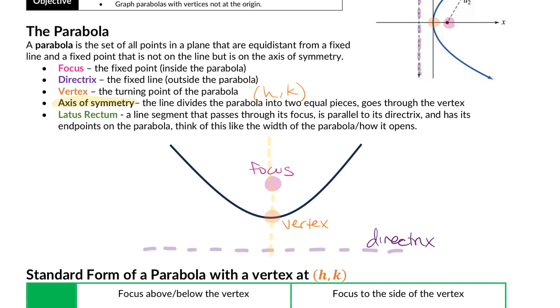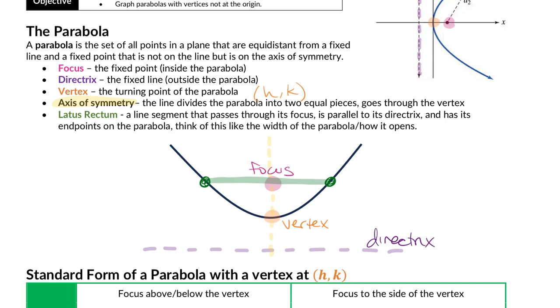But when we talk about this in terms of conics, we also have a new vocabulary word called the latus rectum, which is the line segment that passes through the focus, is parallel to the directrix, and has its endpoints on the parabola itself. What we can think of this as is the width of the parabola. The longer the LR, the wider the parabola. The shorter the LR, the narrower the parabola. So it gives me two more points that I can connect the dots with. And so once I find the vertex in orange and the LR points in green, we can connect the dots for these parabolas.